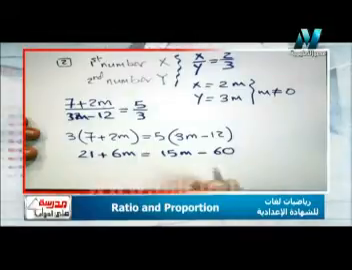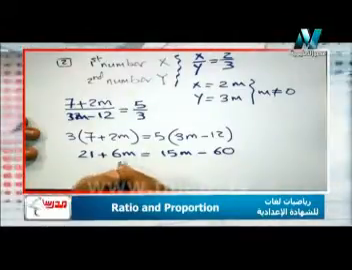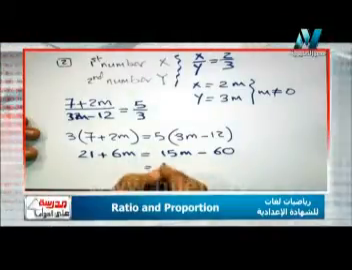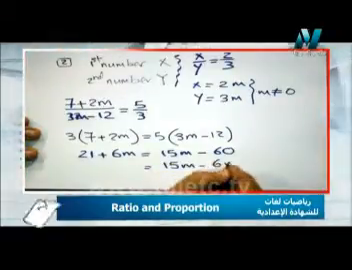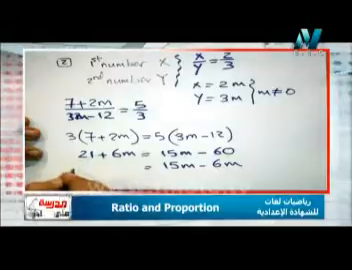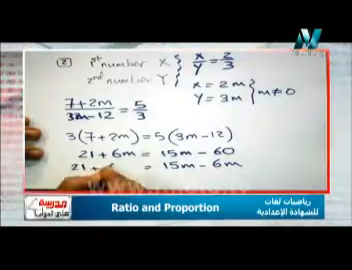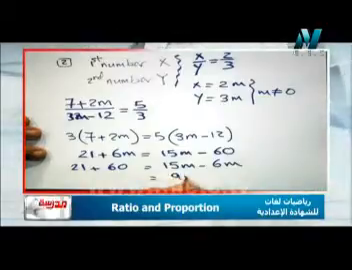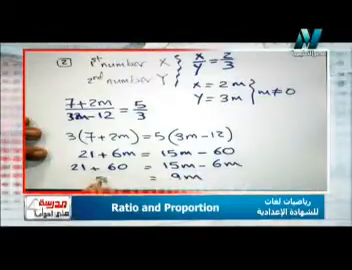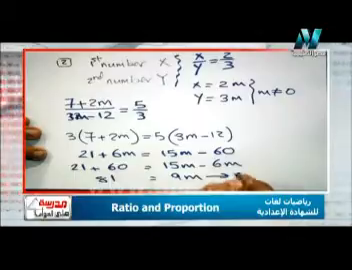And collect the like terms on both sides. So I'm going to collect the like terms here. So 15m minus 6m, and here 21 plus 60. And of course, in this part, it's 9m equals 81. So m will be 9.